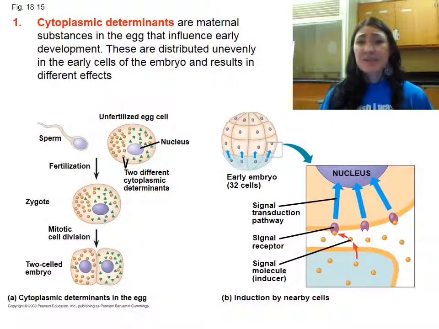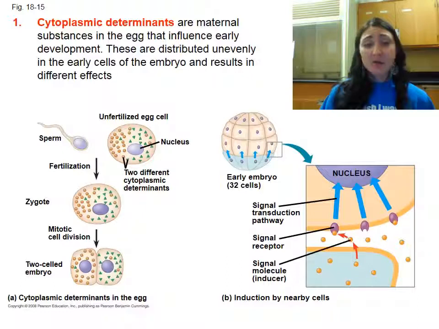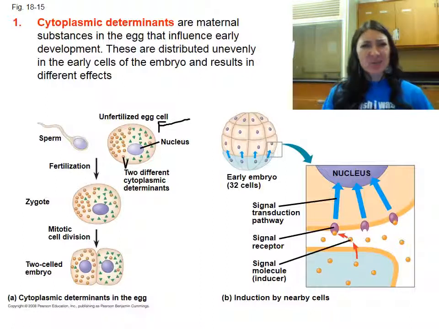Cytoplasmic determinants come from the egg cells, so they are maternal, and they can influence early development. They're distributed unevenly in cells, and because of that unequal distribution, you wind up with different effects. So in this image, we can see an example of cytoplasmic determinants. We have the yellow on one side and the green on the other side. And once fertilization occurs, we get the signal to go ahead and go through mitosis.